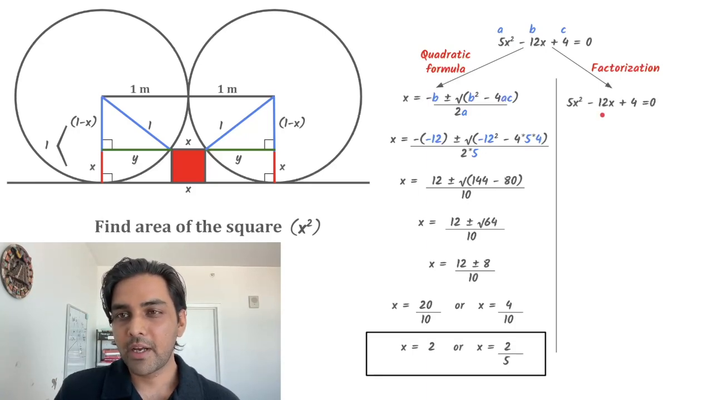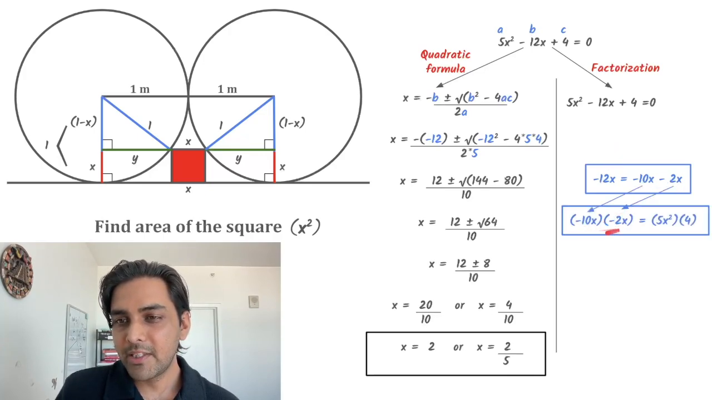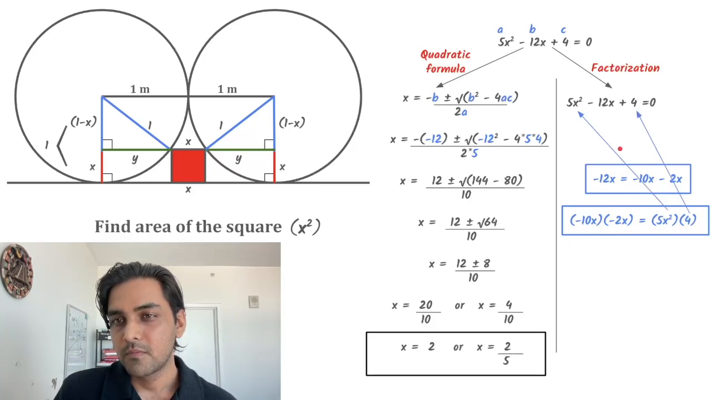The trick to factorize any quadratic equation is to break this middle term into two parts in a specific way. We'll break this minus 12x into two parts, minus 10x and minus 2x, such that when you multiply these two terms together, it gives you the product of the first term and the last term, which is 5x squared and 4. So let's do that. Let's break this minus 12x into minus 10x and minus 2x.